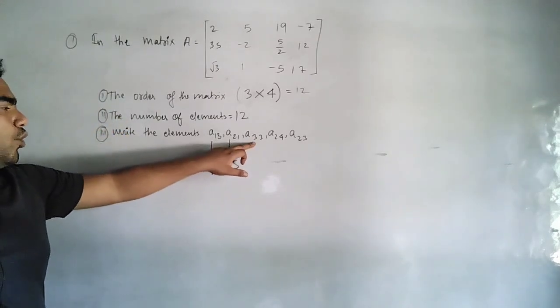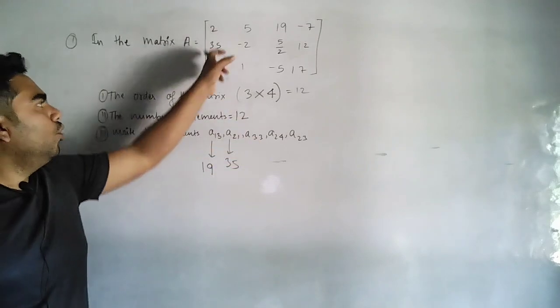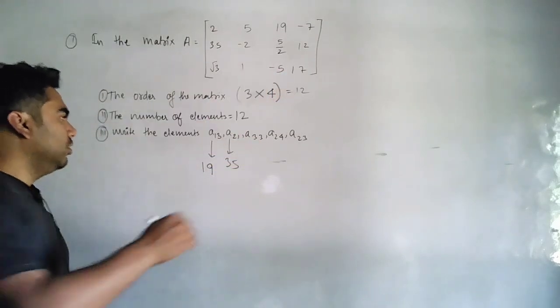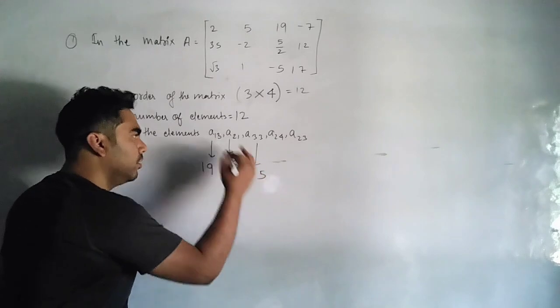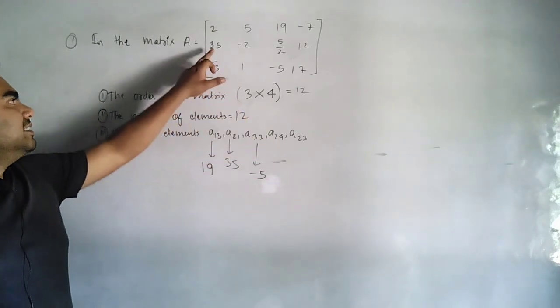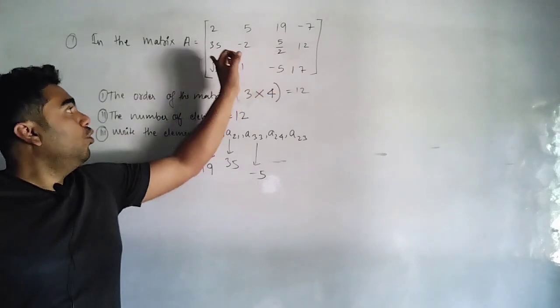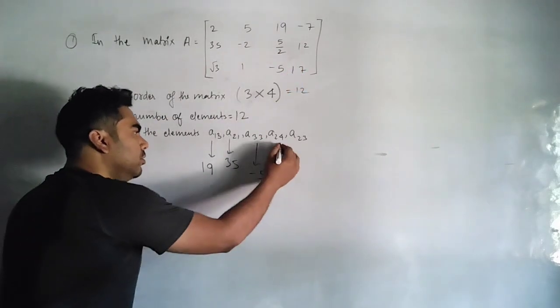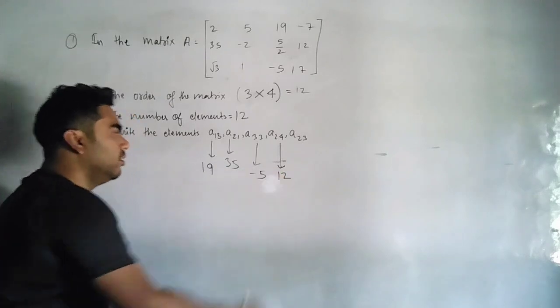A33. Third row, third column. That is -5. A24. Second row, fourth column. That is 12.